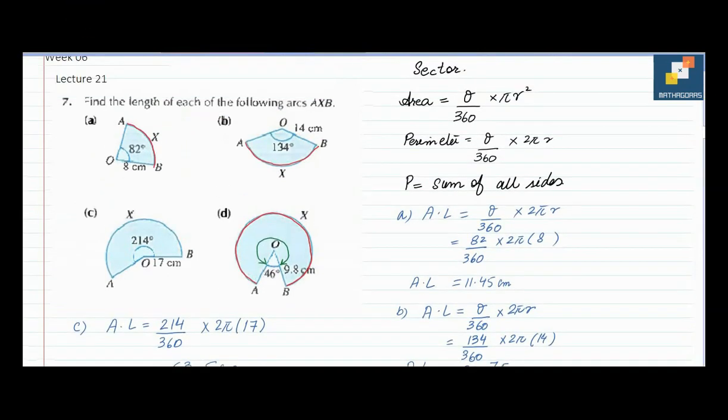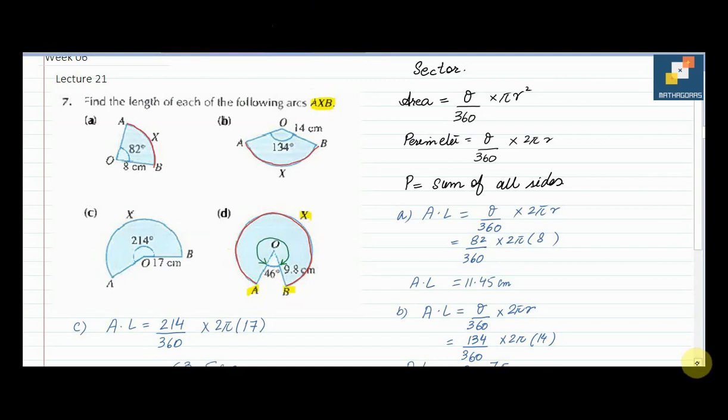So make sure that you need to identify whether you need to find the length of minor or major. How did we know that we need to find the arc length of major? It's not that much difficult because it mentioned in the question. It says A, X and then B. So this arc length, right?